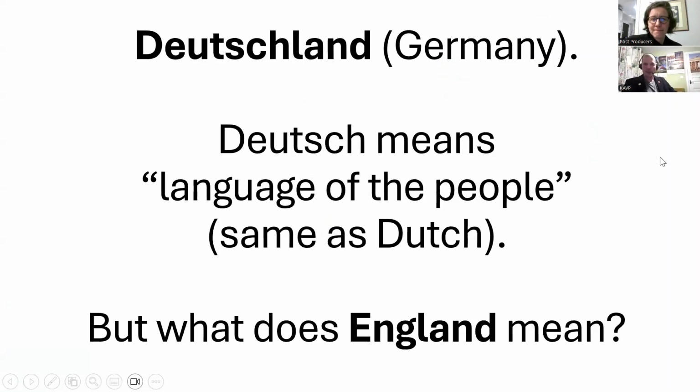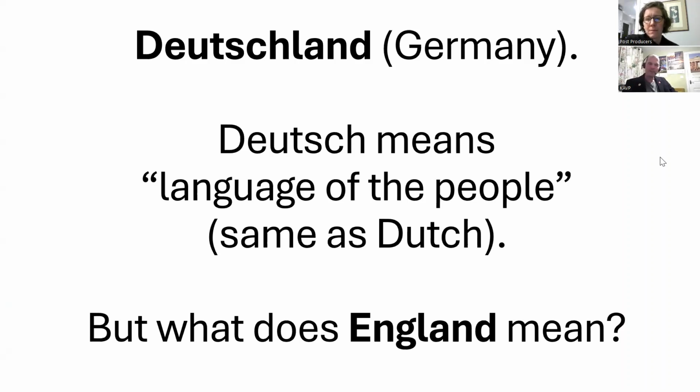Now, in Germany, Germany is not called Germany, it is called Deutschland. Why? Because the word Deutsch means the language of the people. So when somebody used to say, back in the day, that they speak Deutsch, that just meant our language or the language of our people. That's why the word Dutch sounds so similar, because it used to mean exactly the same thing. Deutsch, Dutch, language of the people. Of course, nowadays, Deutsch means German.